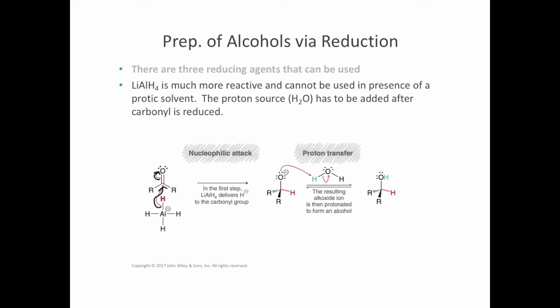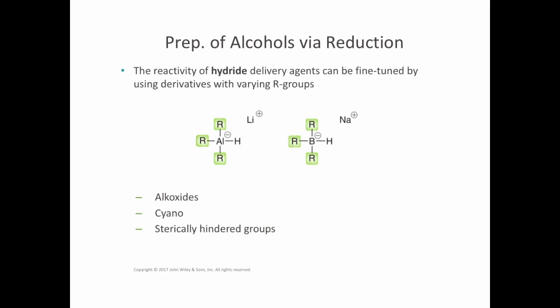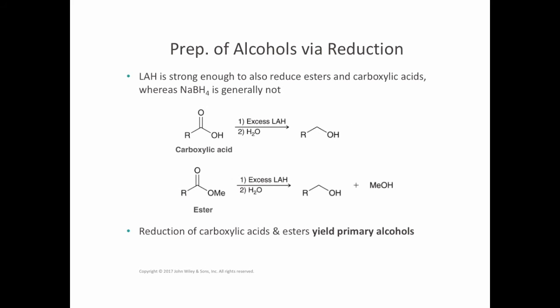And then after that's completed, you can add water or some proton source to get the hydrogen on the O-. And there are a wide variety of hydride reagents that can be fine-tuned by using various R groups on the aluminum or the boron. Lithium aluminum hydride is strong enough to reduce esters and carboxylic acids, whereas NaBH4, sodium borohydride, is not.